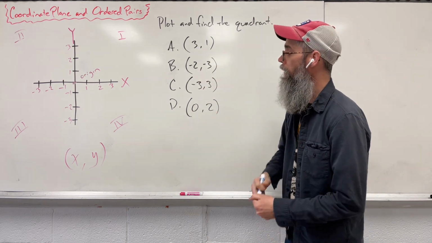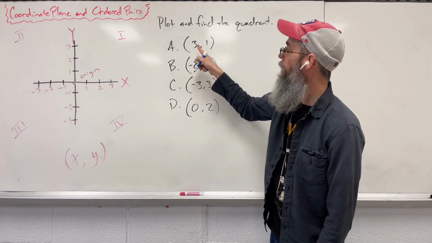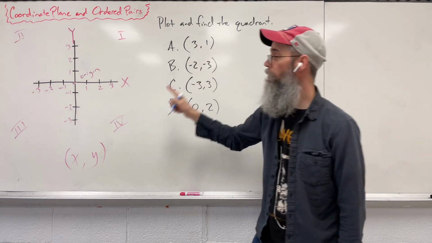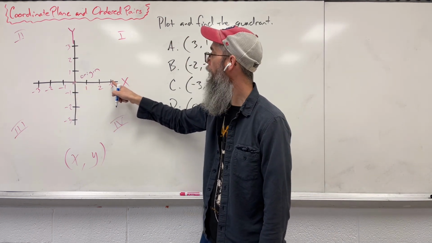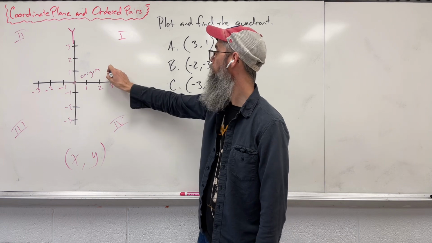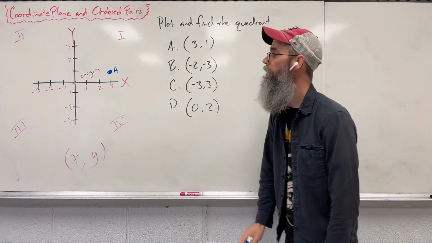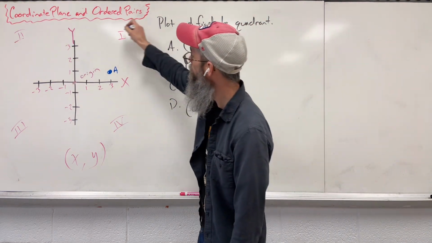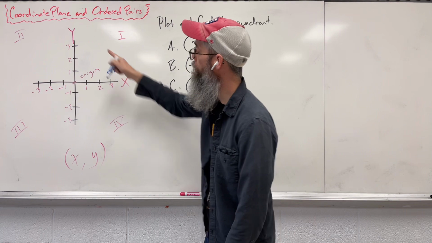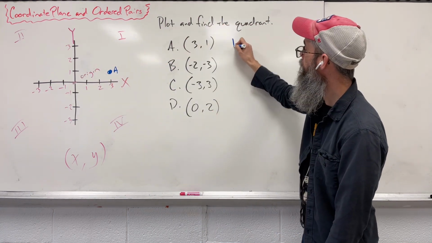A: 3, 1. So 3's our x value, 1's our y. I want to move 3 in the positive direction. So I always start at the origin. I'm going over 3 spots, and then I'm going 1 in the positive, moving up. There's my A value. I also want to know what quadrant did we land in? Well, we landed in the first quadrant. That's this corner to the top right. So we can say 1.